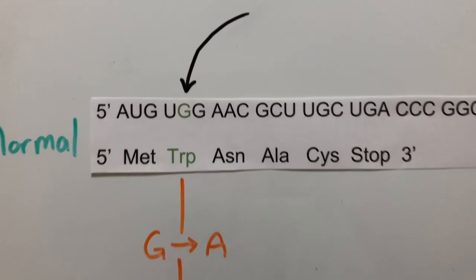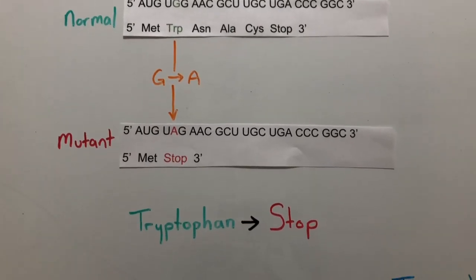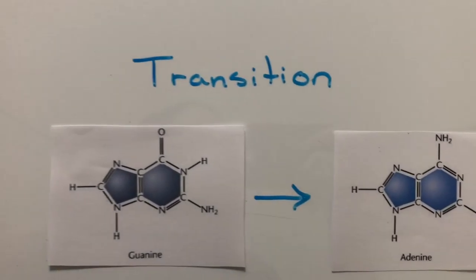What if this guanine is changed to an adenine? The second codon will now code for a stop instead of a tryptophan. This is known as a nonsense mutation. This example is another transition mutation.